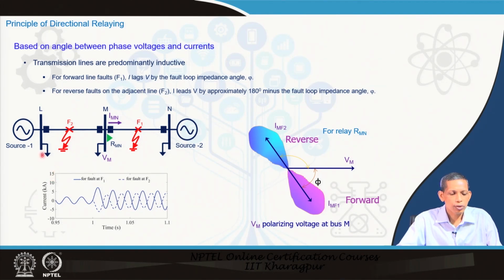We know that transmission lines are predominantly inductive, the R by X ratio is low, and the impedance angle is substantially high, 80 degrees and above. Now, see this system with source 1 and source 2. We have already seen that for this relay, for a fault at F1 and a fault at F2, the corresponding current patterns become like this. We would now like to know how this relay will be able to discriminate whether the fault is on the F1 side or the F2 side.